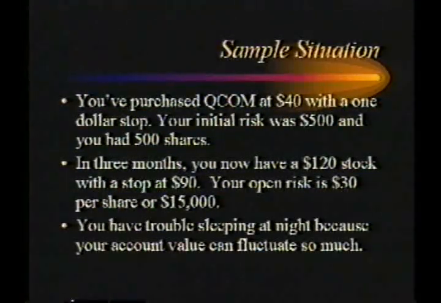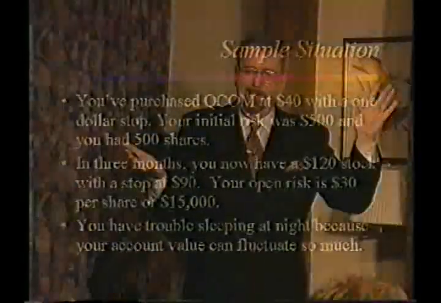It means your account could go down by $15,000 to get stopped out, and you might watch, every day as Qualcomm goes up $5 or down 10 or whatever, your account fluctuate by $5,000, $10,000 at a time. Gives you trouble sleeping. So what you do.